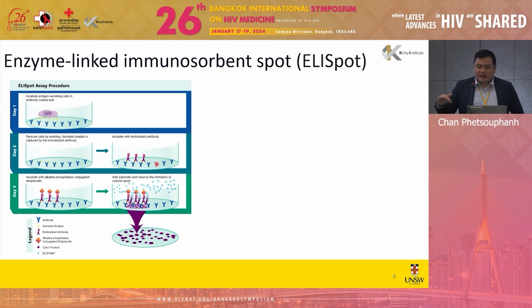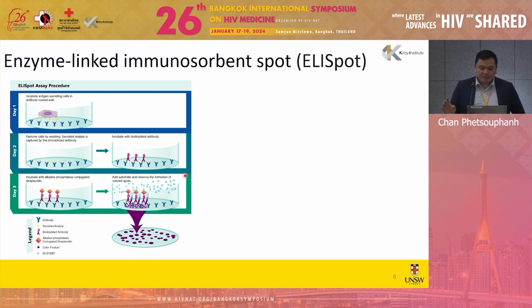You have a plate that is coated with antibodies that bind to cytokines. Primarily, interferon gamma is the main cytokine that is detected, but now it's been adapted to look at IL-2 and TNF. You add in antigen, could be whole protein, or what a lot of people use now are peptide pools. Activate the cells overnight. If they respond to the antigen, they secrete these cytokines, which are then bound by the antibodies.